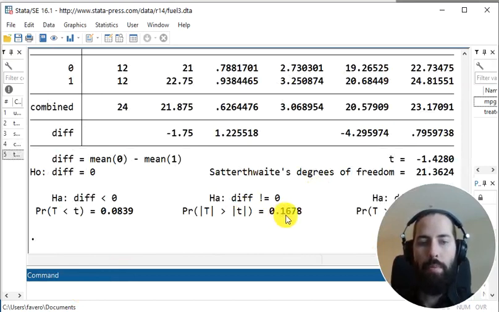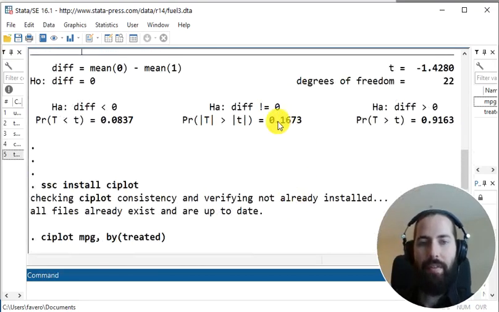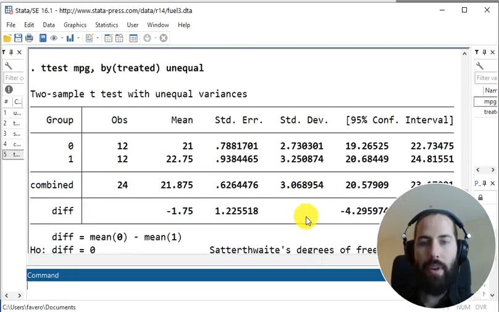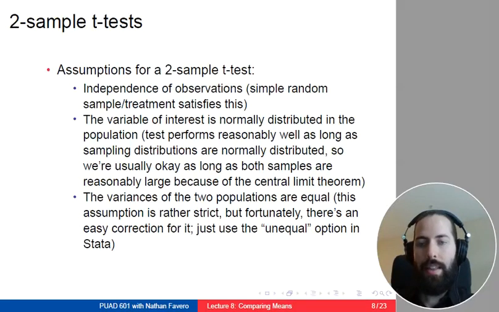This time we got 0.1678 instead of 0.1673. So this only differed in the third digit, but it is a slightly different p-value. And the reason the p-value is slightly different is because we didn't make this third assumption. We used a slightly different procedure that didn't require us to make that third assumption. So if we're worried about violating that third assumption, there's a very easy fix for it.